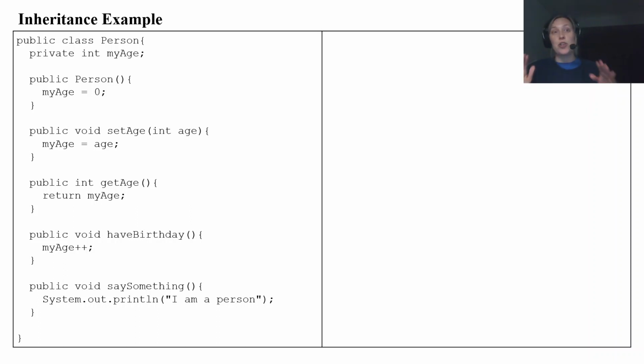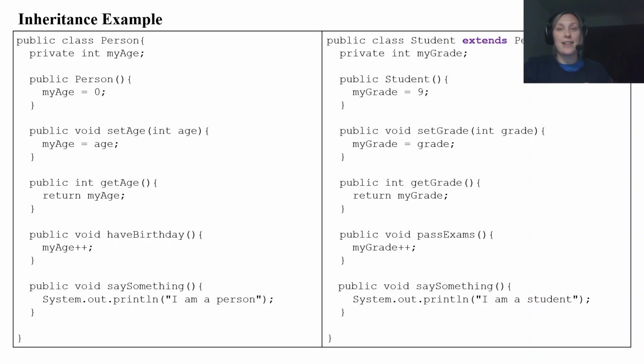Okay. Now you're about to take a look at the code of inheritance. Are you ready? That's it. Okay. That's it. I'm going to talk about this keyword extends here in a moment, but it's called public class student. Now a student has my grade. My grade represents their grade level. So in my default constructor for a student, my grade equals 9 means a freshman, 9th grade, right? I have a set grade and a get grade. I have something called pass exams where my grade increases by 1, and then I have something called say something.